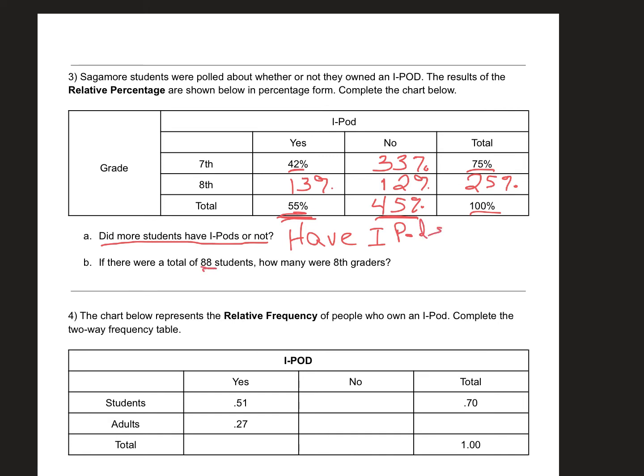If there were 88 students, how many were 8th graders? Well, looking here, I can see my 8th graders were 25%. So 25% of 88, I could just do 88 times 0.25. It's also 1/4, so I know that would be 22 students were 8th graders.